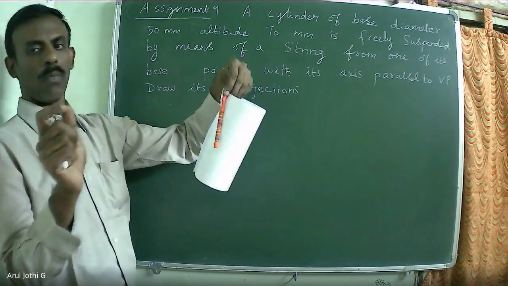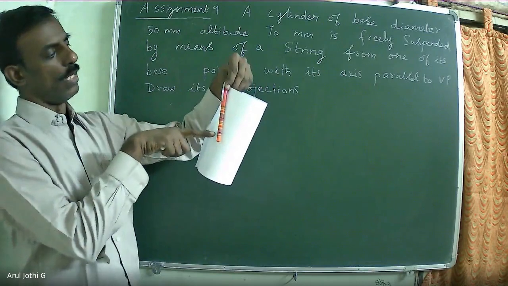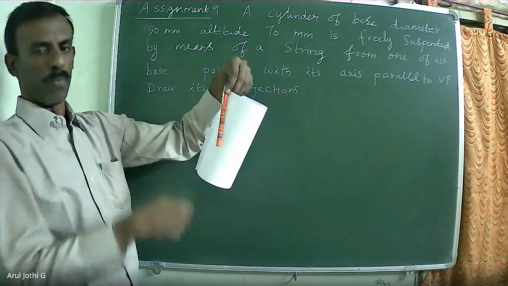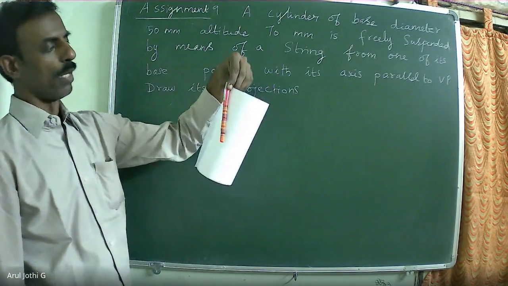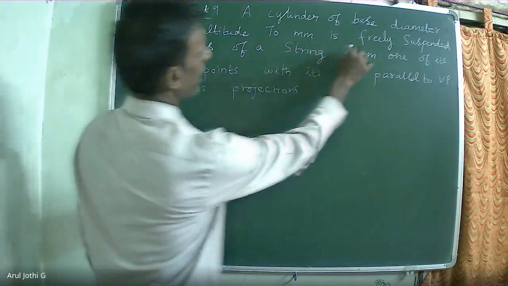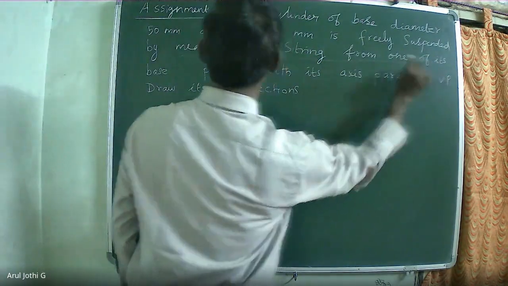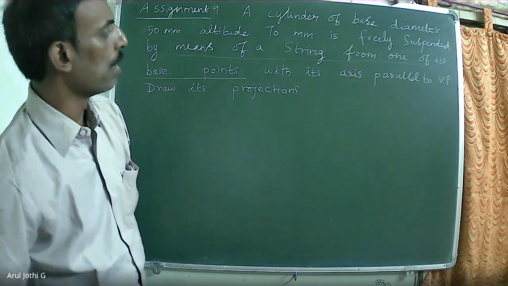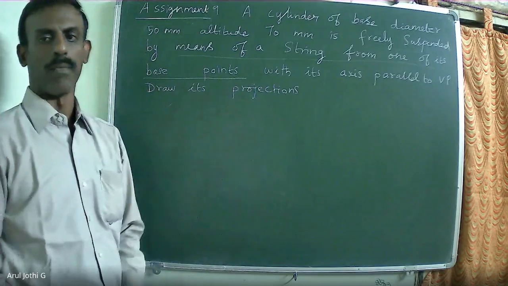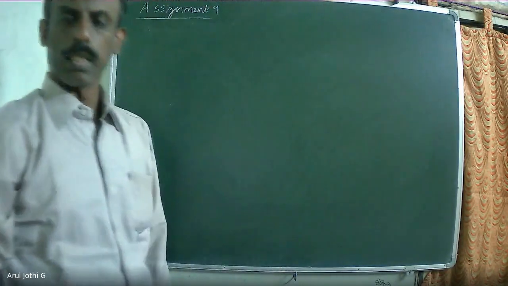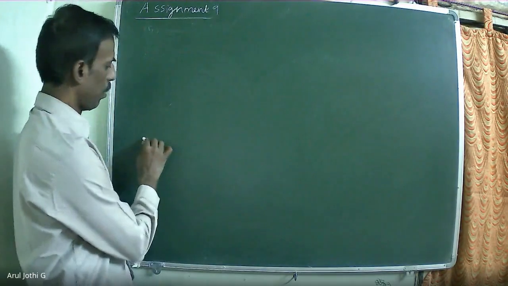Okay. Now, when you draw the front view, the important thing to note is that the line joining the midpoint of the axis to the point at which the string is tied will always be vertical because of the gravitational force. So, in this orientation, we are going to construct the drawing. The object is freely suspended by means of a string from one of its base points. That's the condition given, axis parallel to the vertical plane. For all freely suspended problems, we start the diagram with the top view only, whether it is a prism, cylinder, cone or pyramid, whatever the object may be.